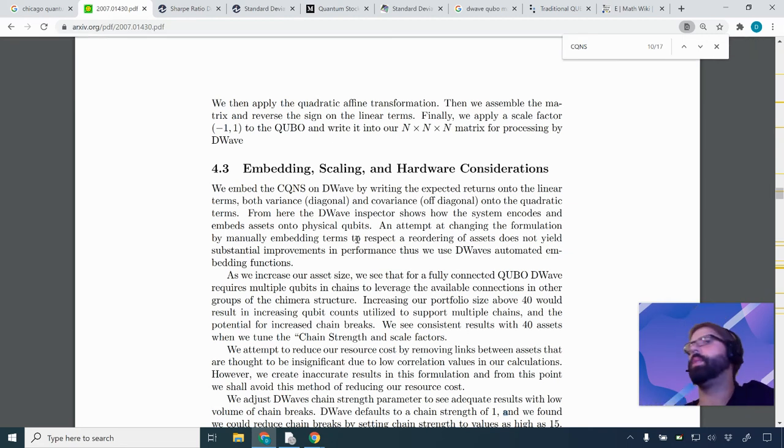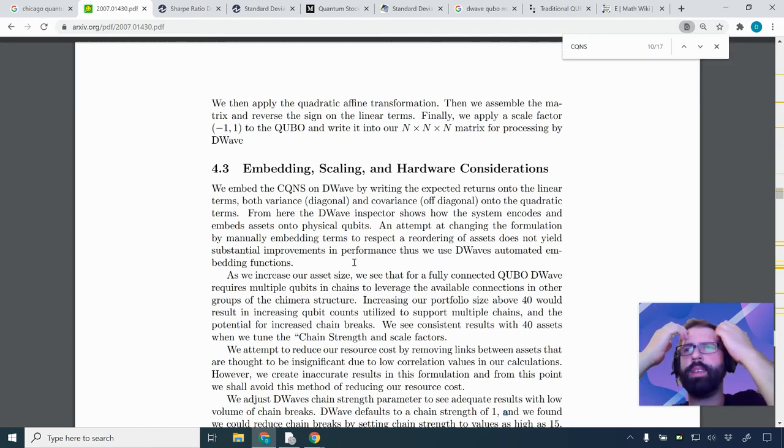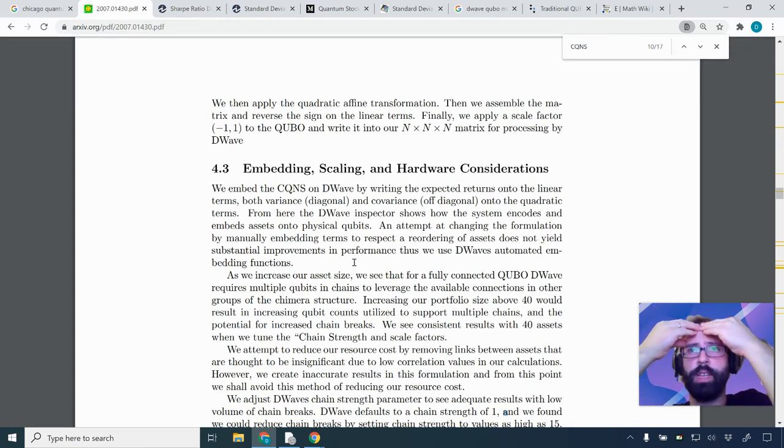I think I have to go, sadly. Yeah, it's been a long video. But I think I started to get an idea of the shape of the QUBO.